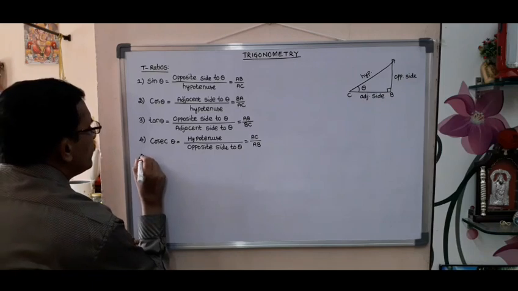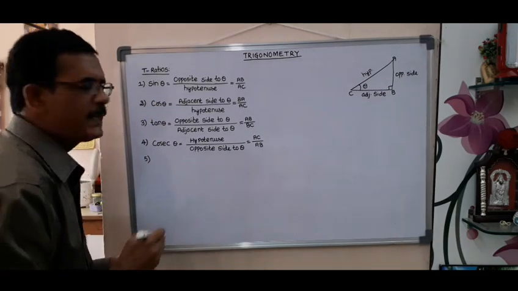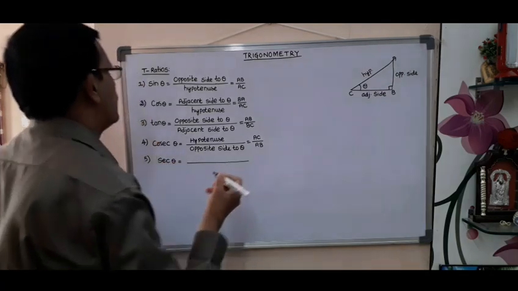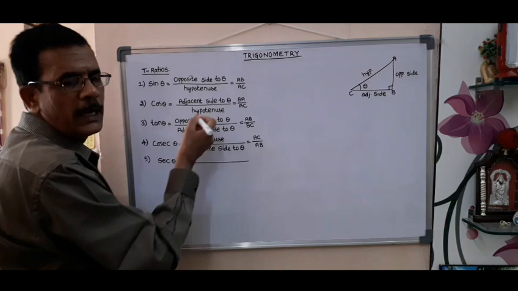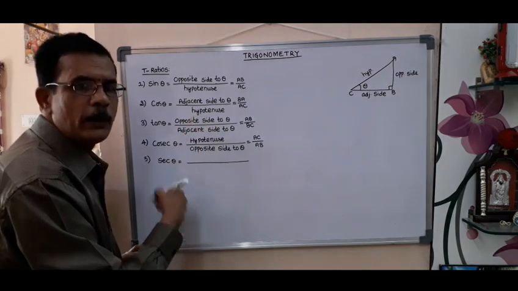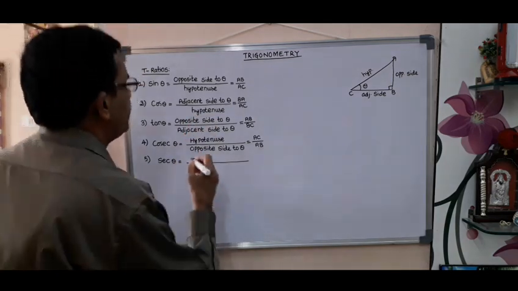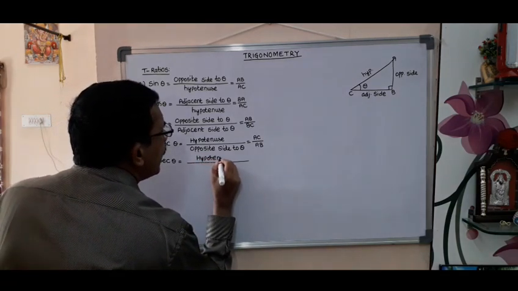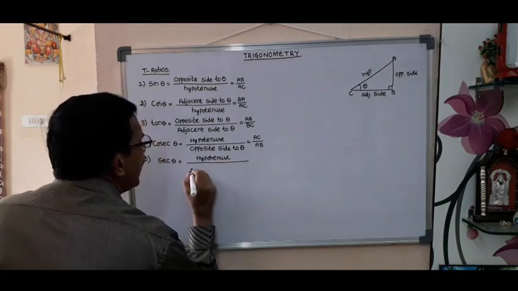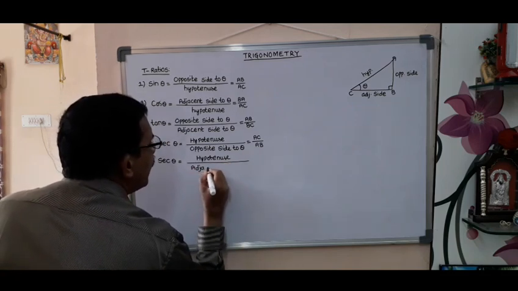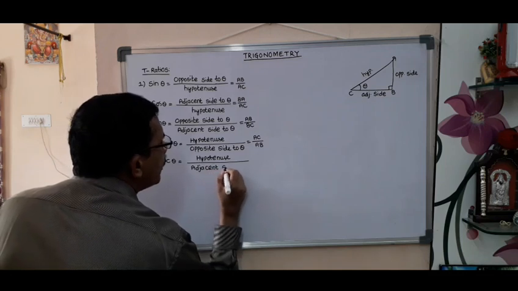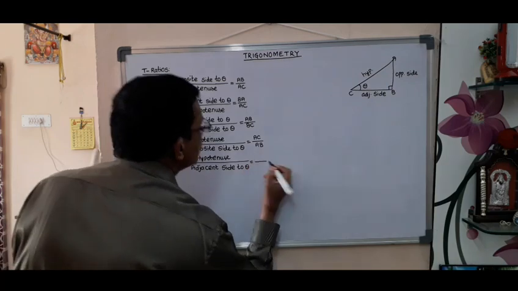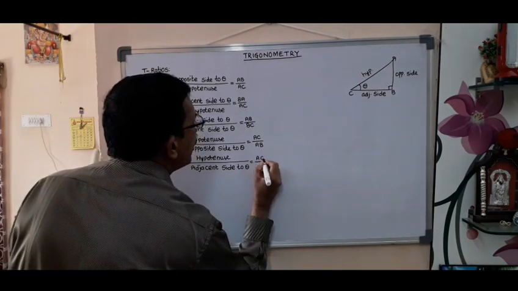Now fifth one, cos reciprocal is secant. Cos theta is adjacent side to theta by hypotenuse. So secant theta is hypotenuse by adjacent side to theta. That is equal to AC by BC.